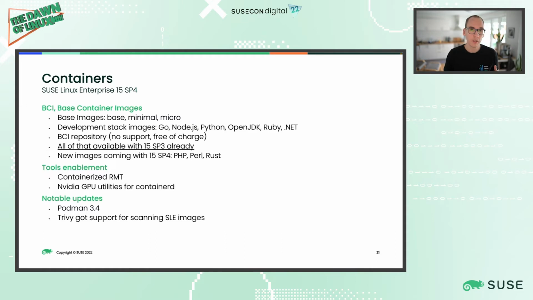And we are providing a BCI repository, which doesn't come with support, but is also free of charge to use. And with 15SP4, as already said, we updated all those containers from 15SP3, and we are adding new images, providing support for PHP, Perl, and Rust. On the tools enablement side, we are providing a containerized RMT, and the NVIDIA GPU utilities are now provided for Containerd.